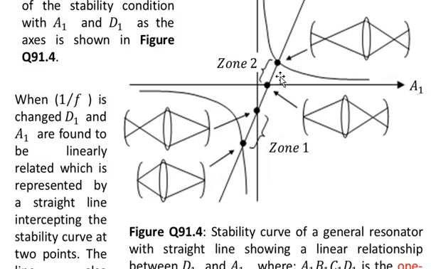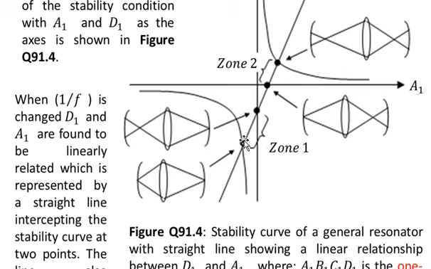You see that corresponding to these 4 points, 2 points corresponding to zone 2 and 2 points corresponding to zone 1, we have drawn the resonators. So there are two resonators corresponding to these two extreme points of zone 1, and similarly there are two resonators shown corresponding to the two extreme points of zone 2.